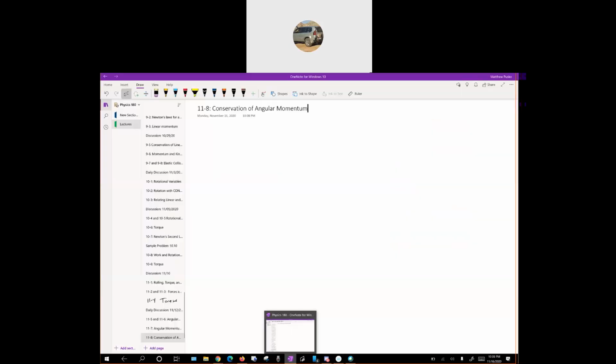All right, so we've talked about some conservation laws before. One of them being the conservation of energy, and the other being the conservation of linear momentum. Conservation of energy said that if no external work was done, energy was conserved.